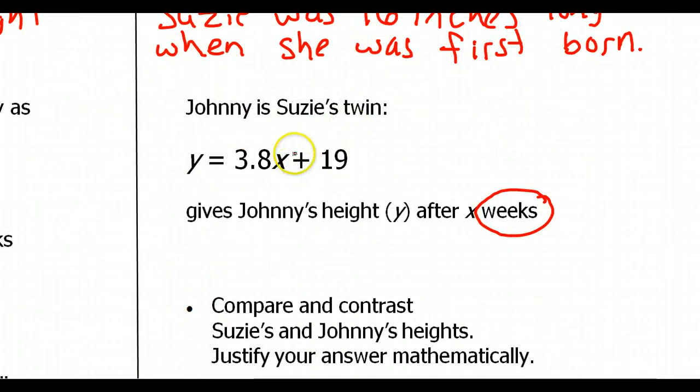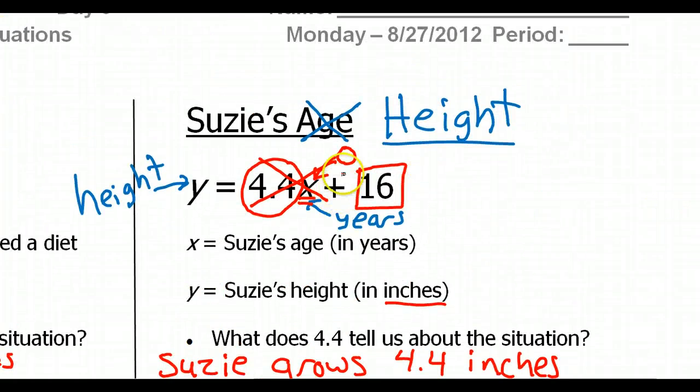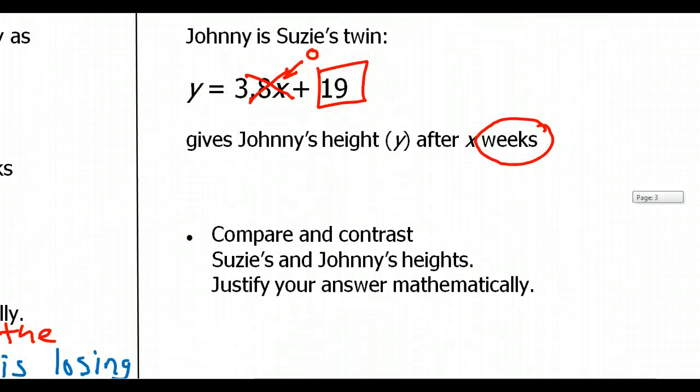Alright, well I'm hoping you can see here again, when Johnny was first born, that's when x would be 0. So if I cross out this term, this tells me how tall Johnny was when he was first born. So on the day he was born, Johnny was 19 inches, as opposed to on the day that Susie was born, she was 16 inches. So I can definitely say that Johnny was taller, or longer, I guess if he's lying down because he's a baby.